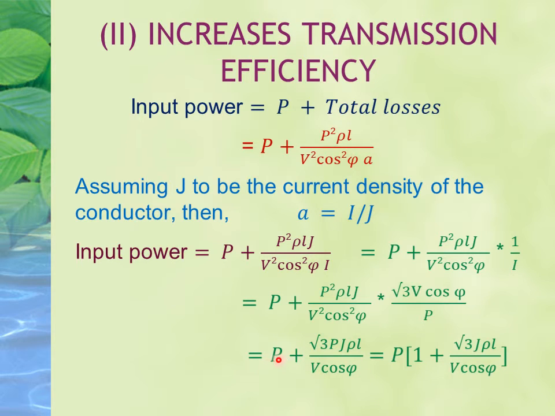In these two expressions you have the power common. So taking P outside, your expression will be reduced to P into 1 plus root 3 J rho L divided by V cos phi.